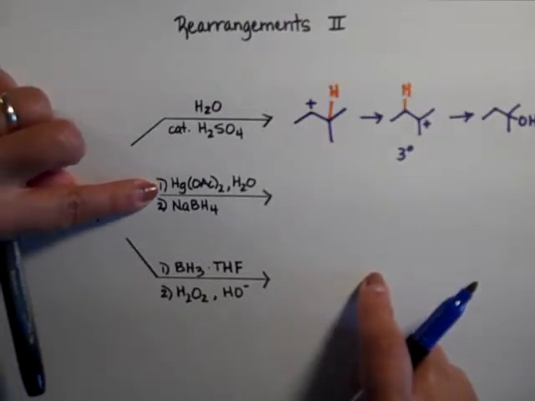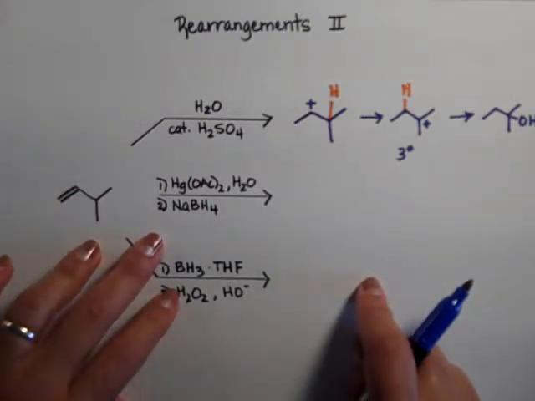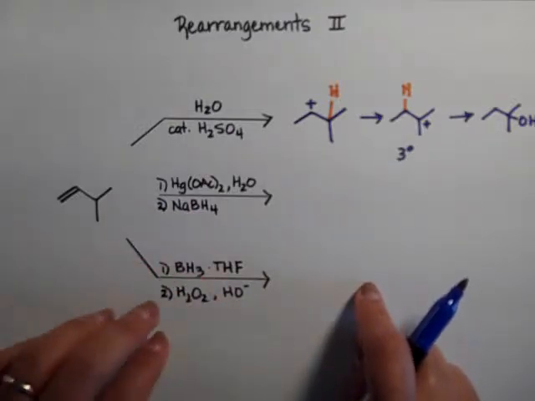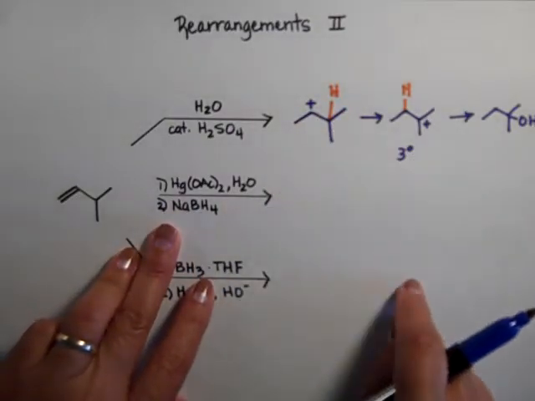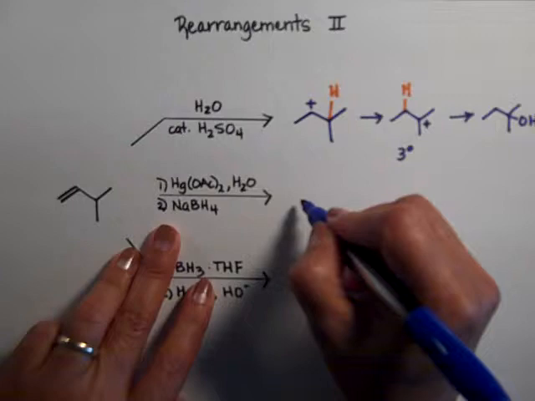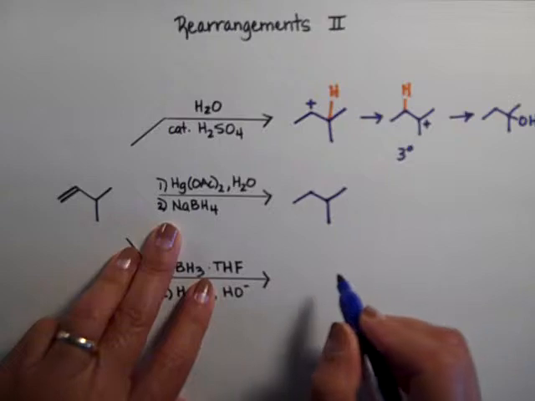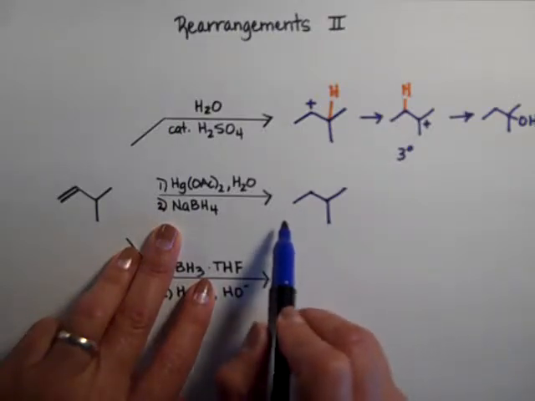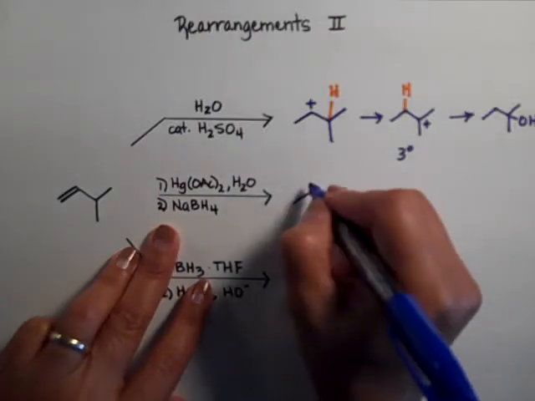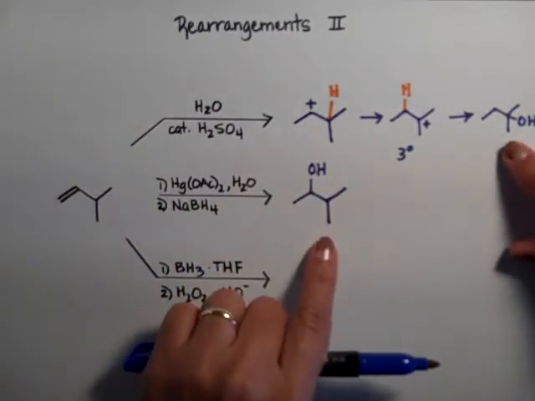Now the second reaction is the oxymercuration demercuration reaction. And this reaction right here, although it's Markovnikov, it will not have any rearrangements. It doesn't go through a carbocation intermediate, and that's why it doesn't have rearrangements. So when you add the elements of water across the double bond, the hydrogen will go to carbon 1, the OH will go to carbon number 2.